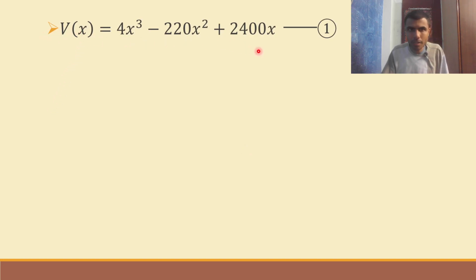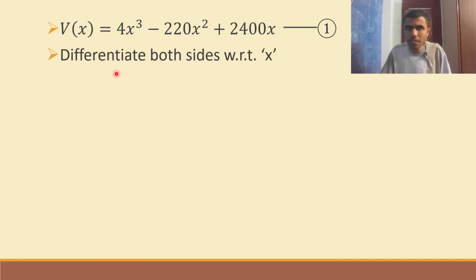Now this is v of x. Let us take it as v of x, because v is only dependent on x. Mark it as equation 1. Now here comes our actual crux about what is happening. This volume must be greatest. Whenever something is greatest or least, we have to go for the concept of derivatives. So let's differentiate both sides with respect to x.